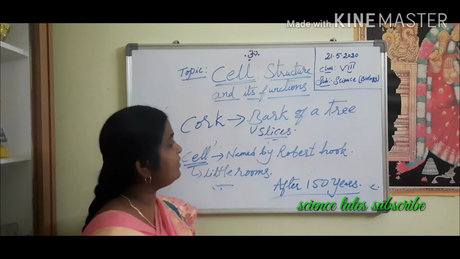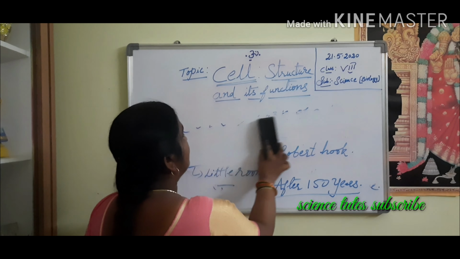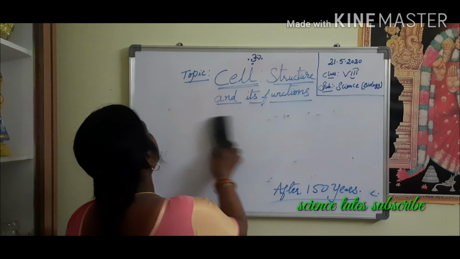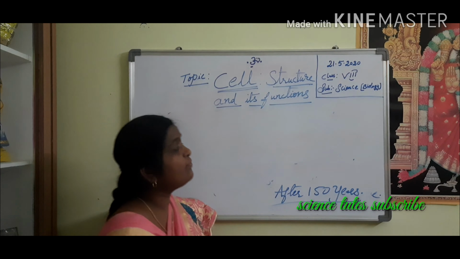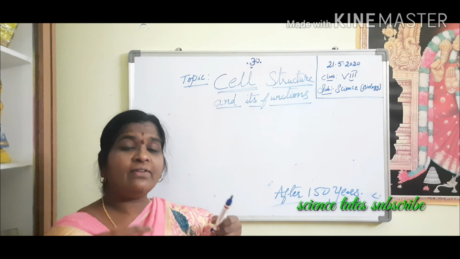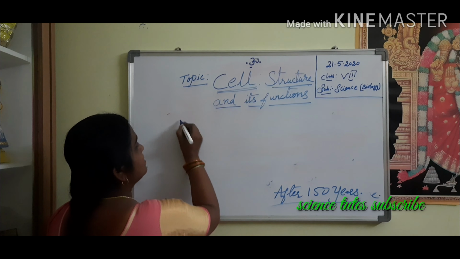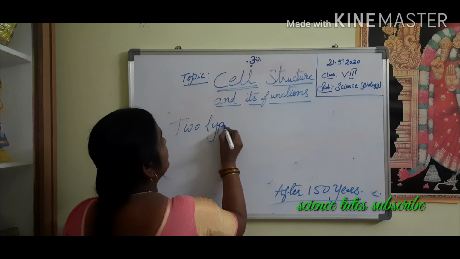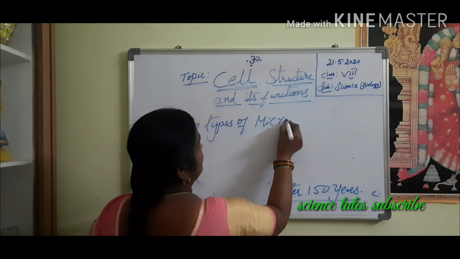But after 150 years, so much development came, and all scientists were very curious to know what is there in that cell, what type of structure it is, and what functions it is performing. So they wanted to know. So they invented different types of microscopes. There are two types of microscopes. How many types? Two types of microscopes.